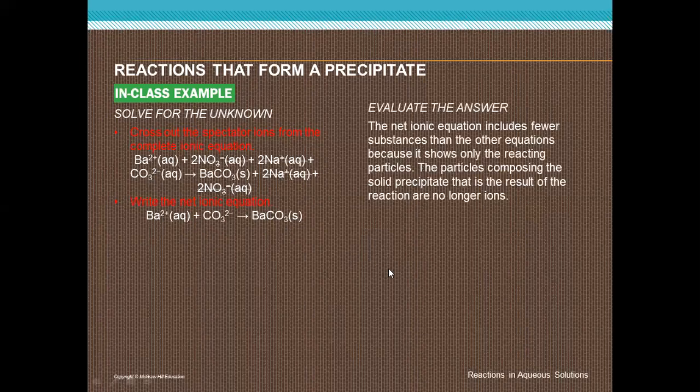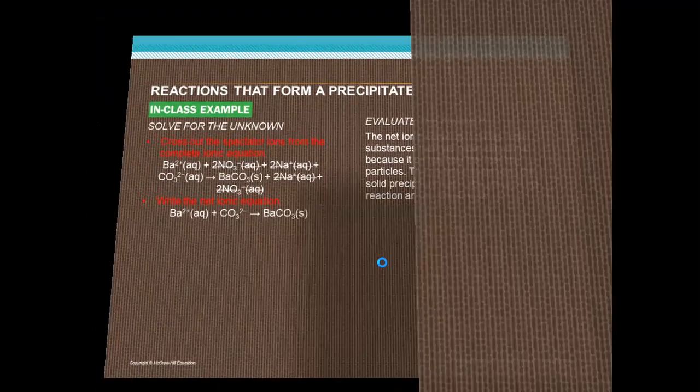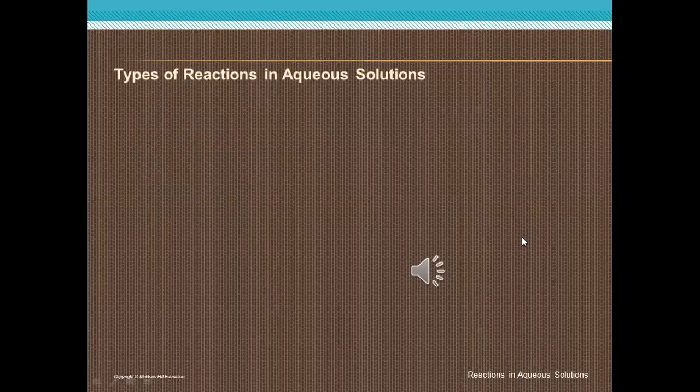Okay, so the net ionic equation includes fewer substances than the other equation because it shows only the reacting particles. The particles composing the solid precipitate that is the result of the reaction are no longer ions. Okay, I think that all students understood.